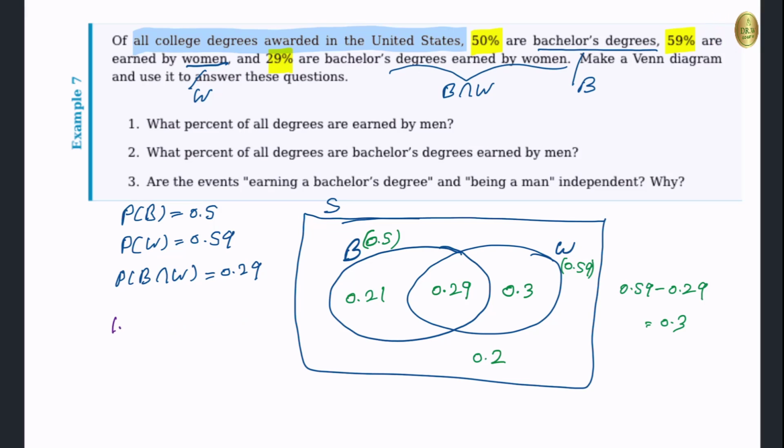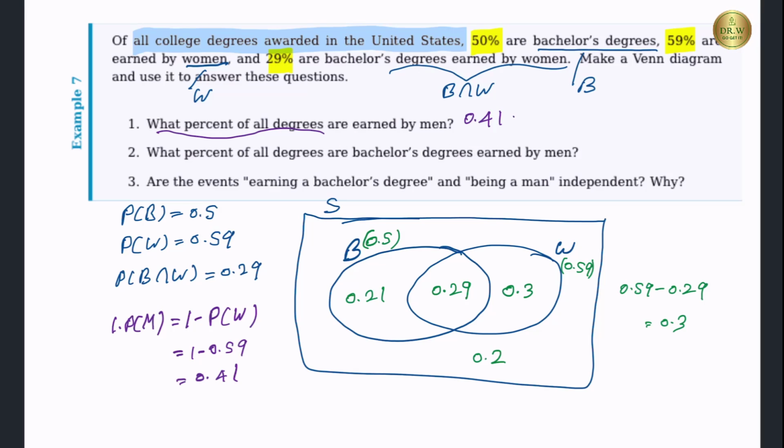Now, number 1. What percent of all degrees are earned by men? How do we find the probability of men? We know probability of women. So, probability of men equals 1 minus probability of women. Therefore, 1 minus 0.59, it is 0.41. So, this probability is 0.41. They are asking percentage. We can say 41%. Second one, what percent of all degrees are bachelor's degrees earned by men?